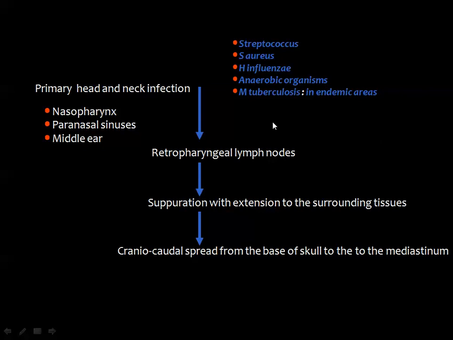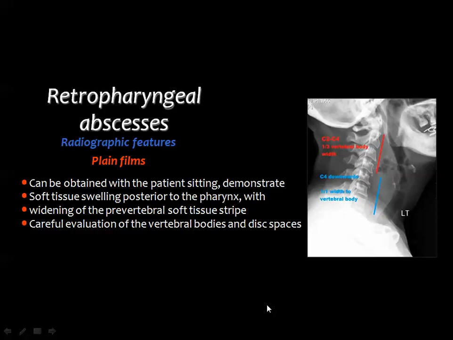And these infective organisms may gain access to the retropharyngeal lymph nodes, which are then inflamed and suppurated, then may extend in the craniocaudal directions to the skull base or down to the mediastinum.